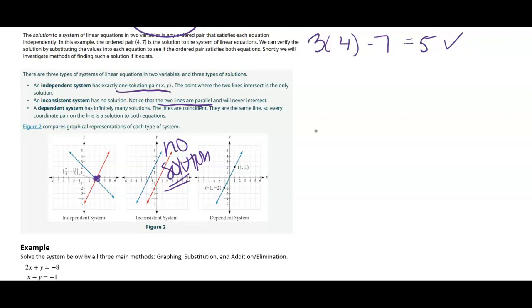There's also a dependent system, which means that once you solve it, you find that the lines end up being the exact same. And so we can say that this has infinitely many solutions.